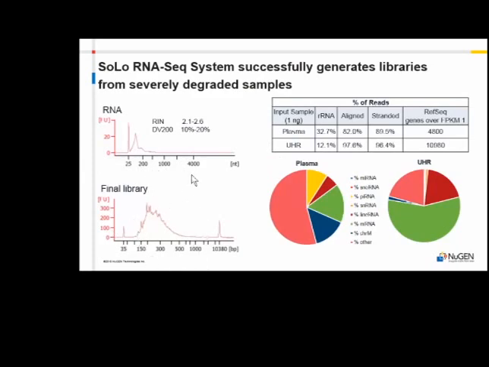And the experiment here used plasma RNA and compared to a whole cell RNA sample. And what we see here is detection of a wide range of RNA species in addition to mRNA, which is consistent with this sample type.